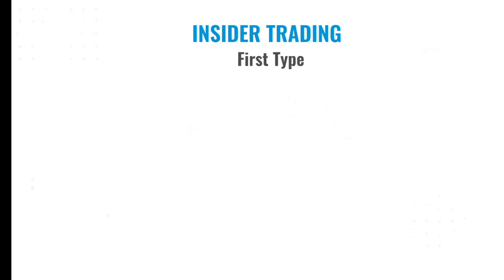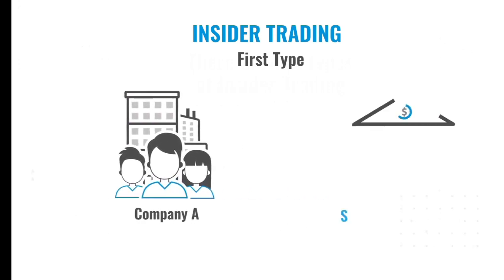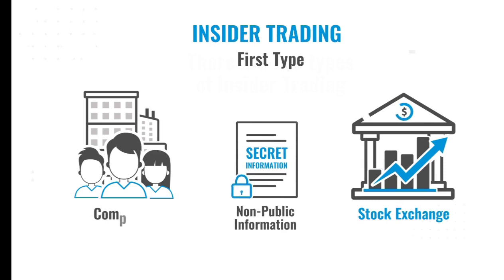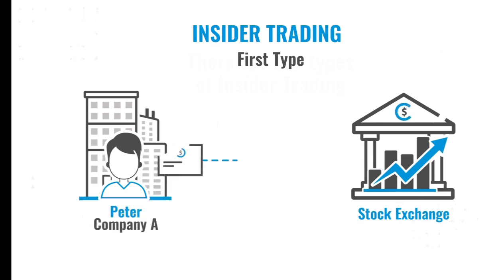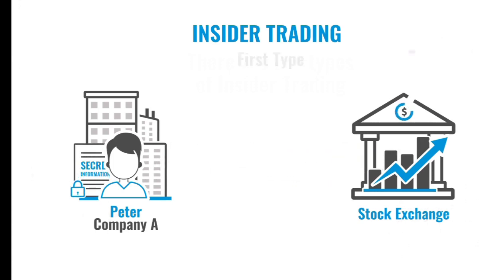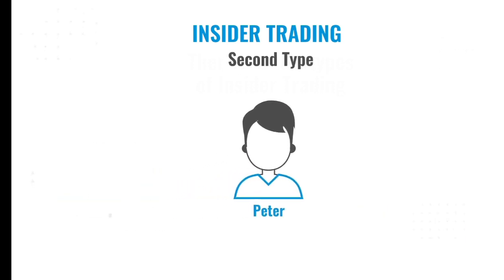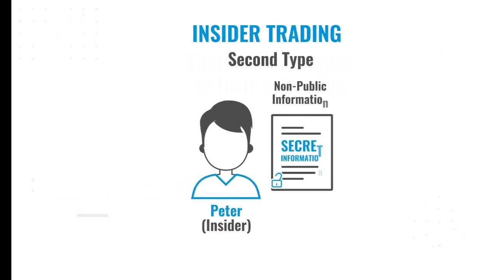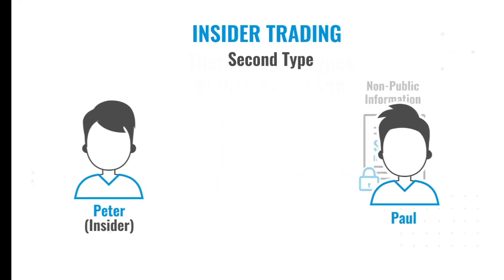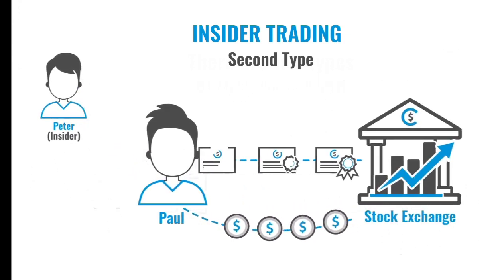The first type occurs when people inside a company trade the stock of their company based on material, non-public information. Example, Peter is employed by Company A and trades its stock, basis confidential information he has access to. The other type of insider trading is when an insider shares material information that is not public knowledge with someone else who will use that information to profit from it. Example, Peter shares the confidential information of Company A with Paul, who further uses that information to trade and gain profit.